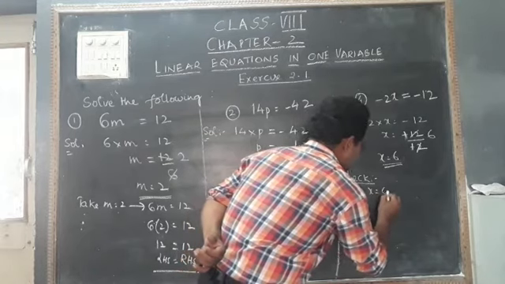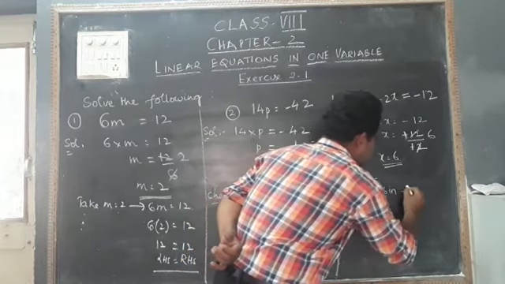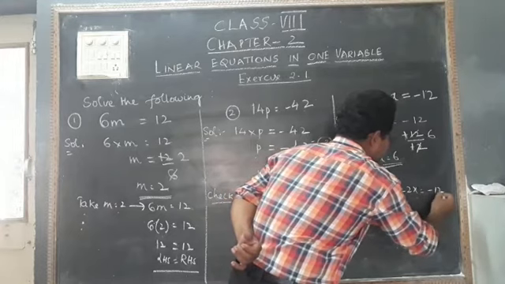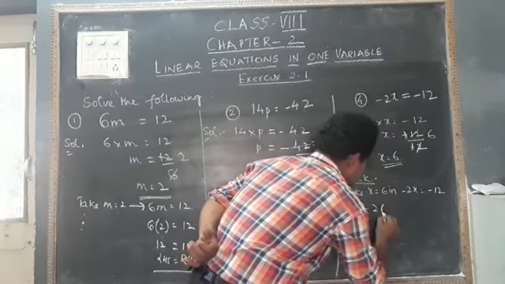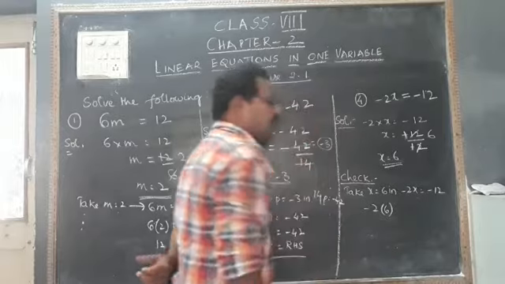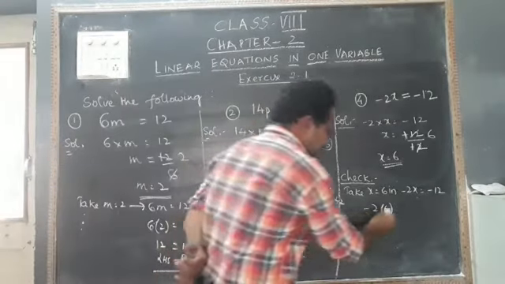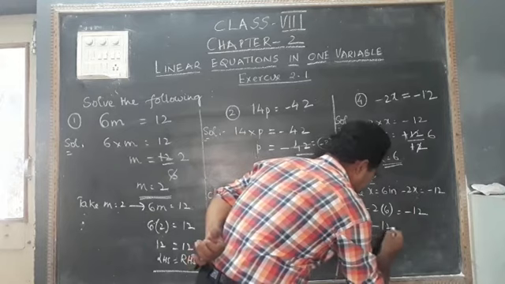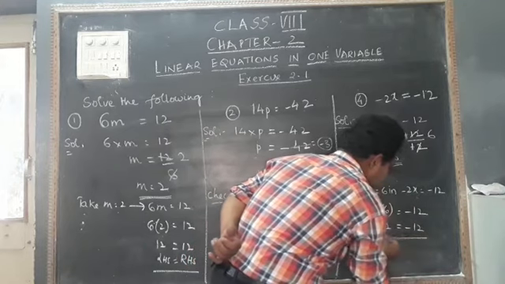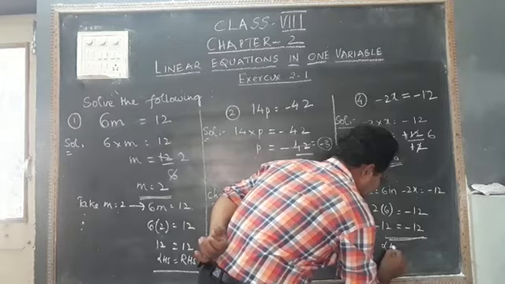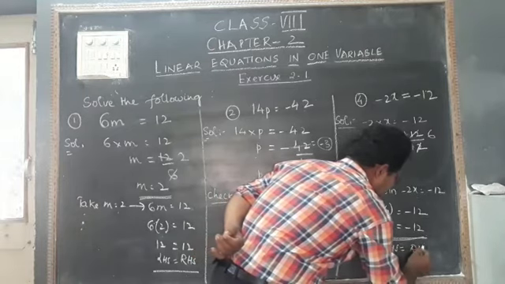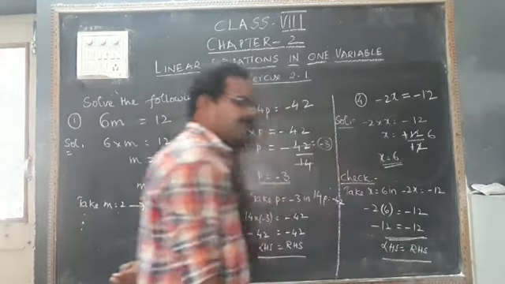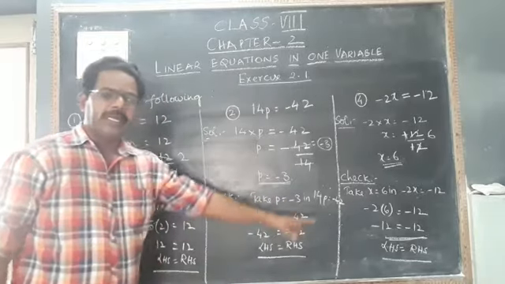Take x is equal to 6 in minus 2x is equal to minus 12. Minus 2 into, instead of x we have to take 6. Minus 2 into 6 is equal to minus 12. So both sides, LHS is equal to RHS. Okay, so this is completely true.